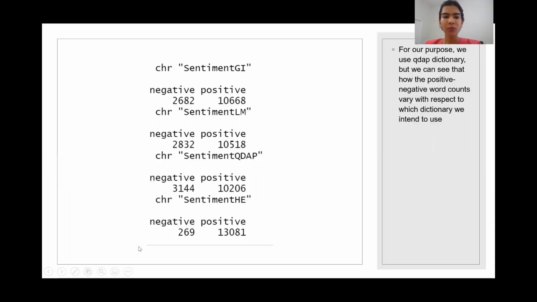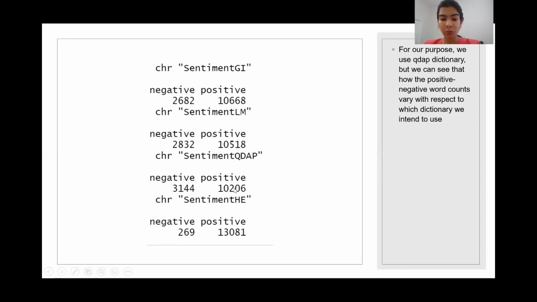The next step was to find how these dictionaries differ in terms of words reflecting negative or positive sentiments. Here we can see that the GI dictionary has 2682 negative words, while it has 10668 positive words. Likewise, LM has 2832 negative words and 10,580 positive words. The qdap dictionary that we use has 3,144 negative words, while it has 10,206 positive words.